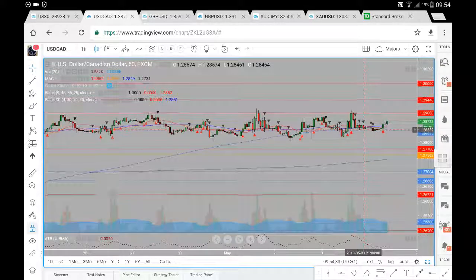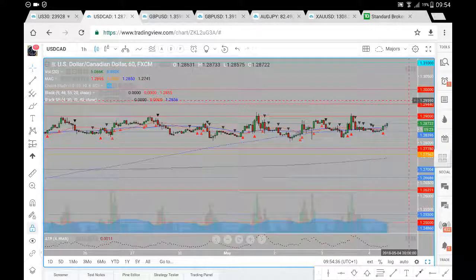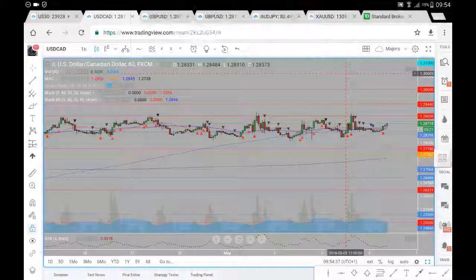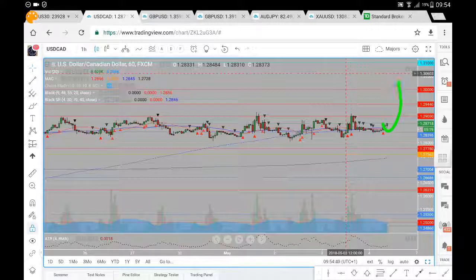Beyond 130, the very next level is 131. So beyond 130, if we do see a very volatile move beyond the 130, we might see a move up towards 130.50, but don't anticipate us closing above the 130 level here on the US dollar CAD.